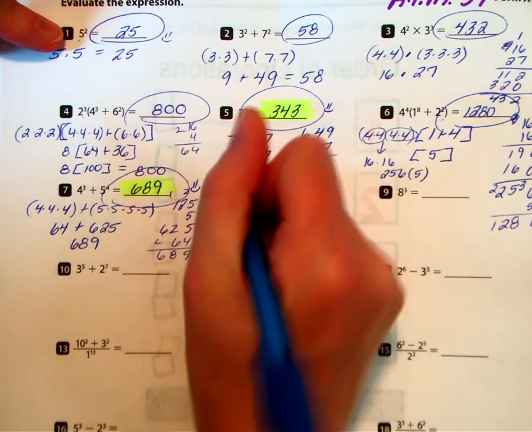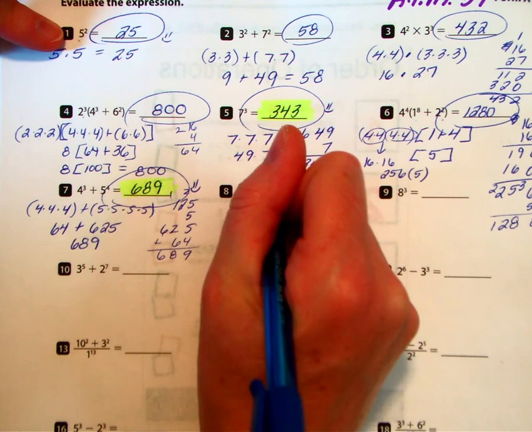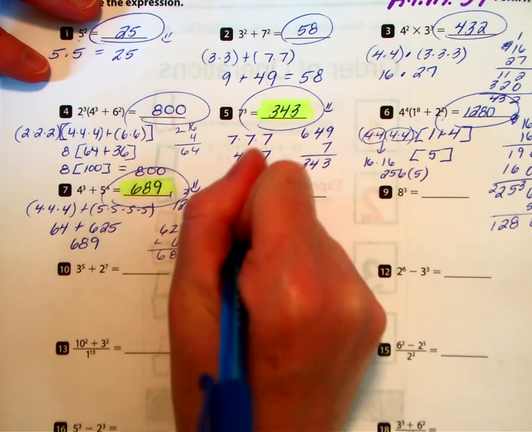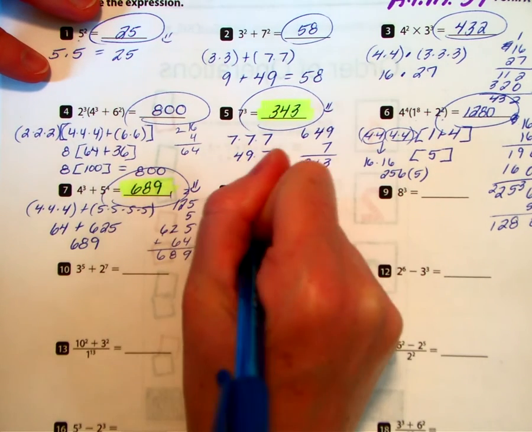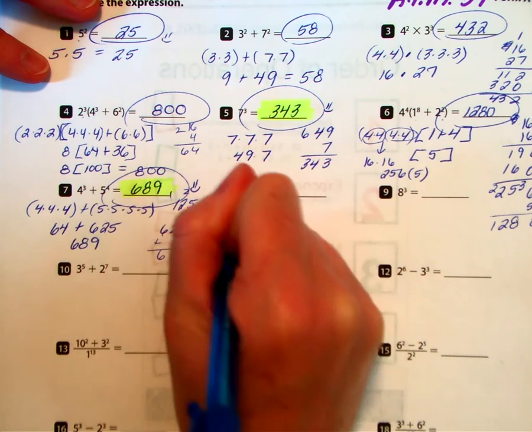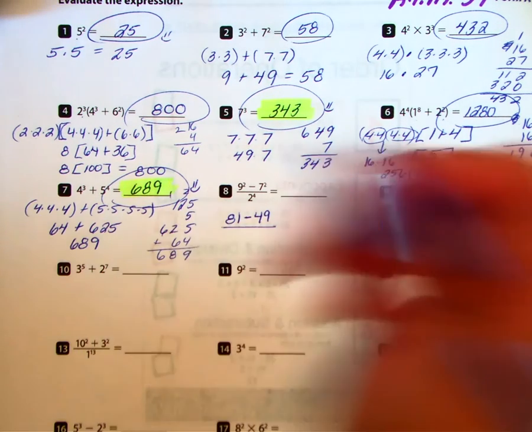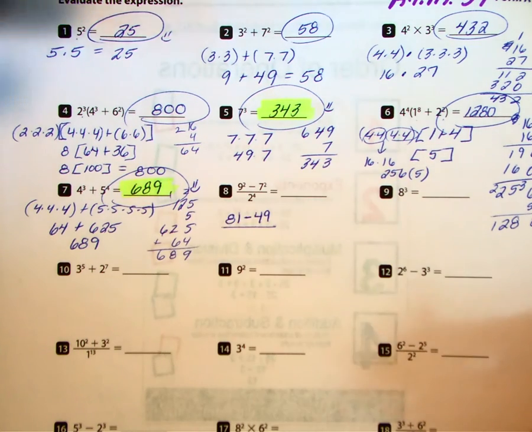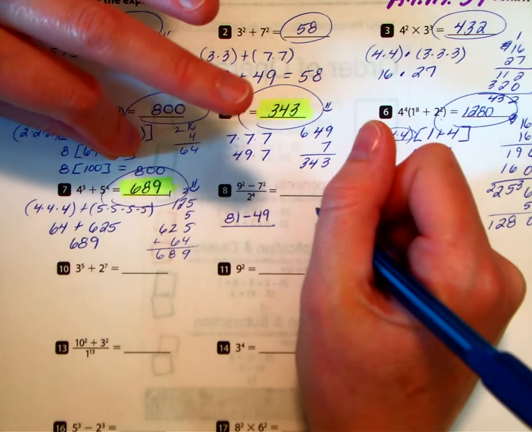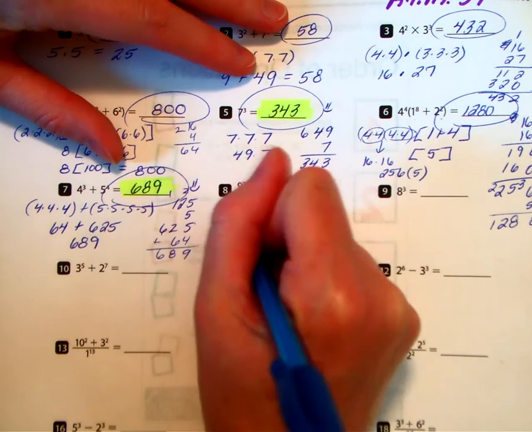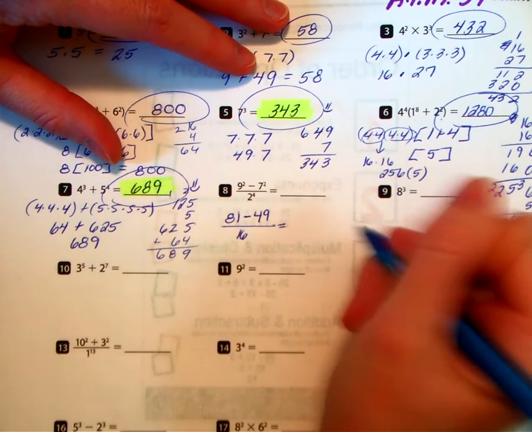Okay. Here we've got 9 squared minus 7 squared, all divided by 2 to the 4th power. 9 squared is 81, because it's 9 times 9. 7 squared is 49, because it's 7 times 7. And 2 to the 4th power, we haven't already done. So 2 times 2 is 4. Times 2 is 8. Times 2 is 16. So we're going to take the value and divide it by 16.